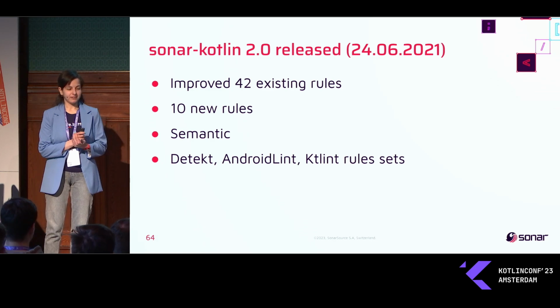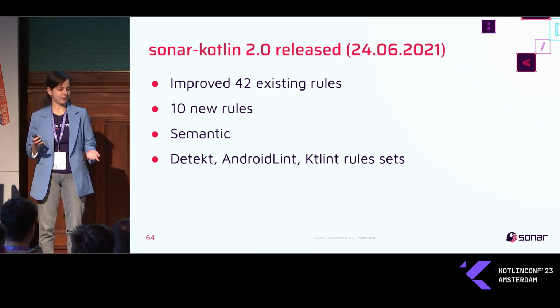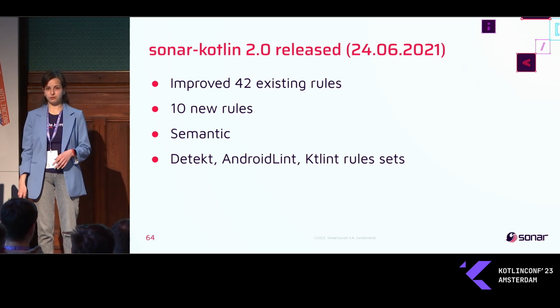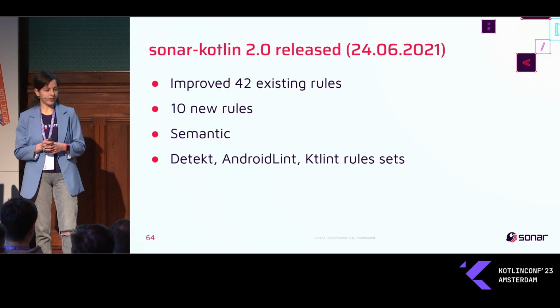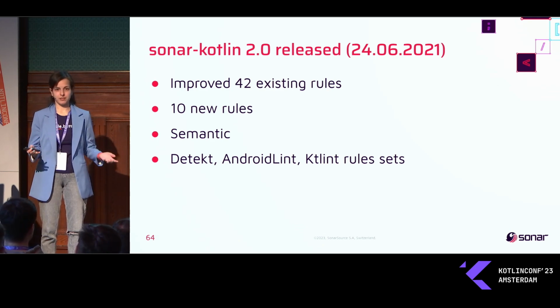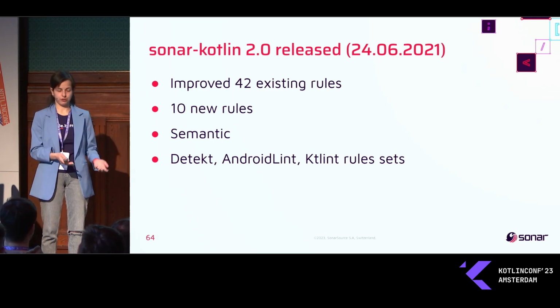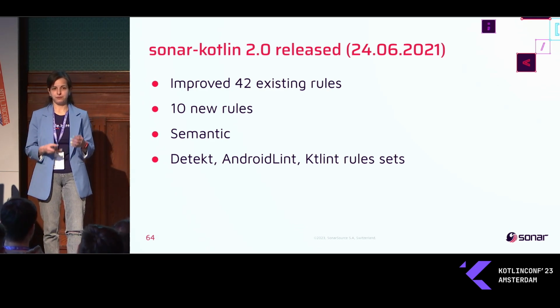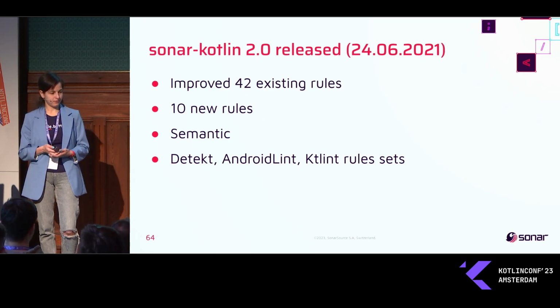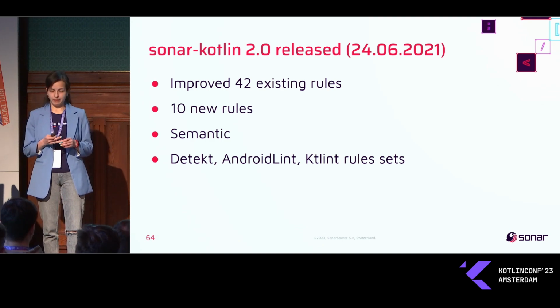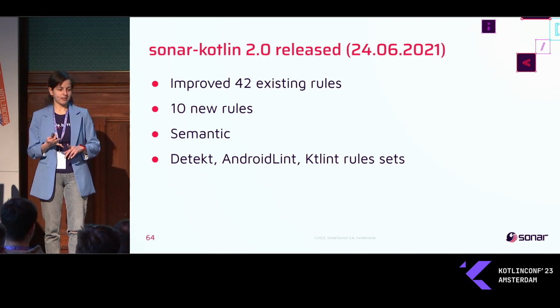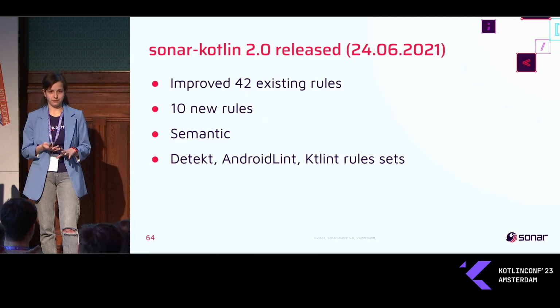Actually, Sonar Kotlin 2.0 was released on the 21st of June, 2021. And what did it actually have? We improved the precision of existing rules because we rewrote them on our new engine. We added a few more rules with semantics, and we also updated the mappings of the rules with detekt, Android Lint, and ktlint.